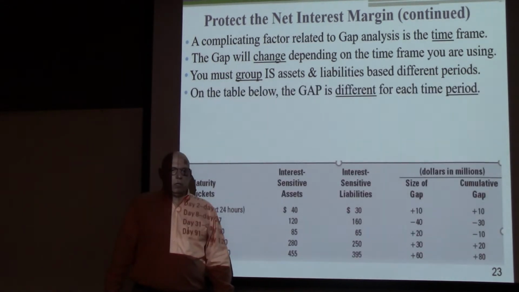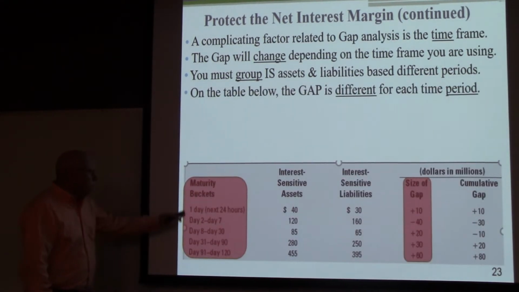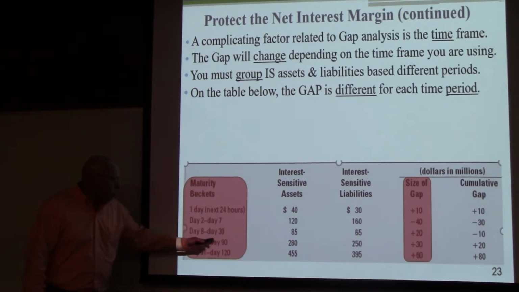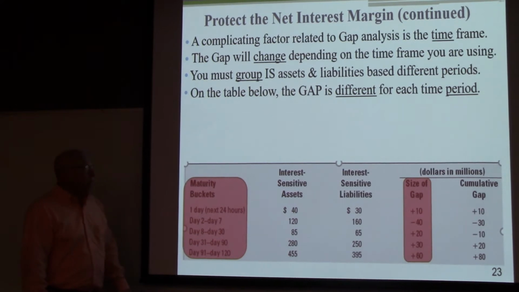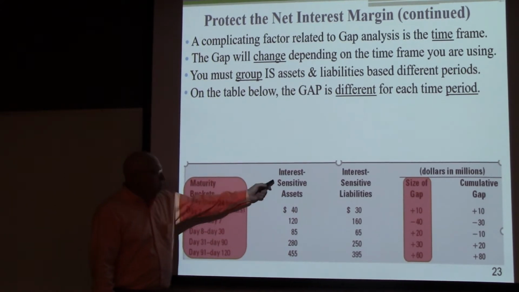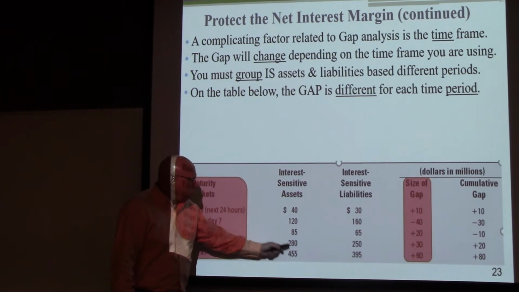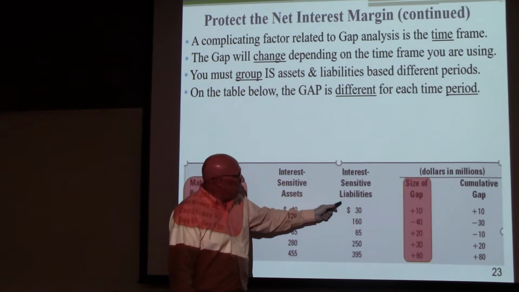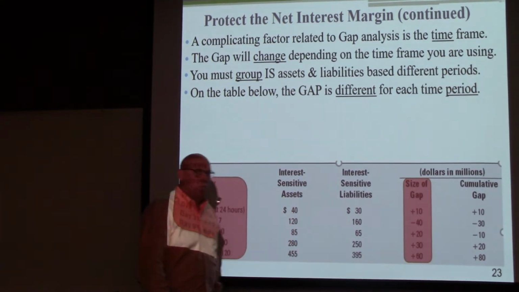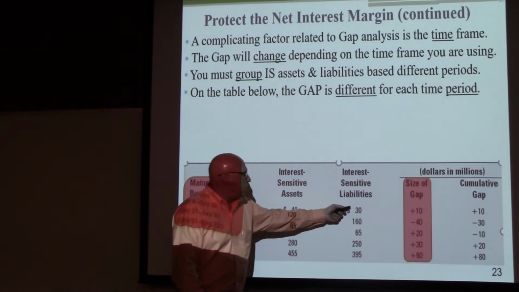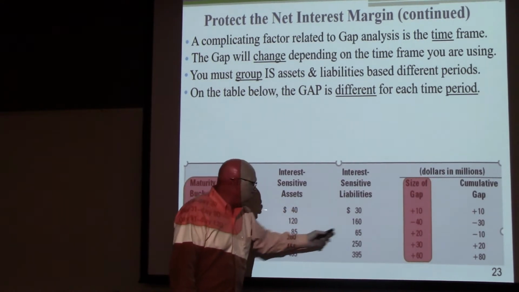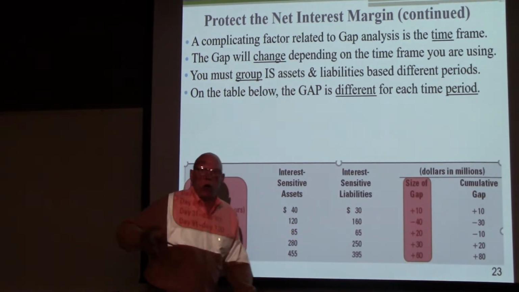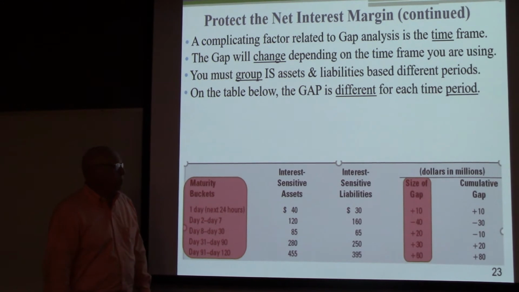We're going to look at a table. So here's our table. We have maturity buckets: 1 day, 2 to 7, 8 to 30, 31 to 90, 91 to 120 days. This is the amount of interest-sensitive assets for each time period, and this is the amount of interest-sensitive liabilities for each time period. So we have to match these up to see what the bank looks like. And we have to have a cumulative amount to see if the bank overall is asset sensitive or liability sensitive.